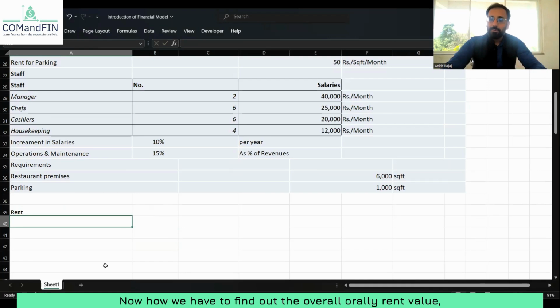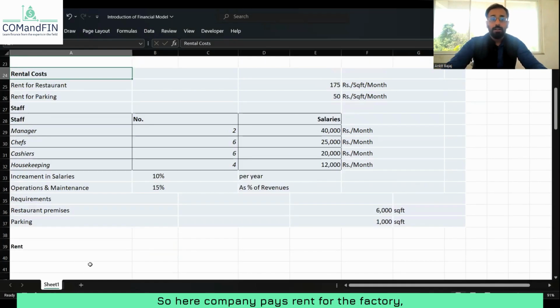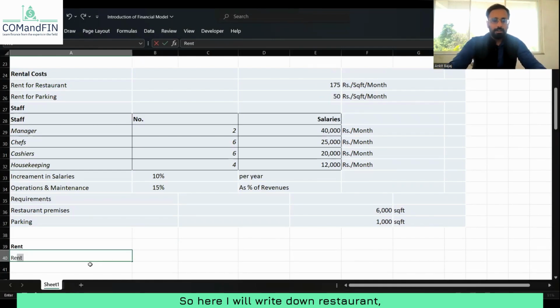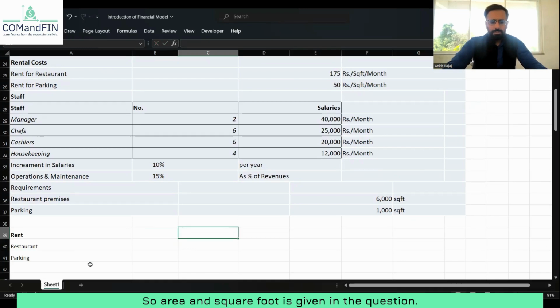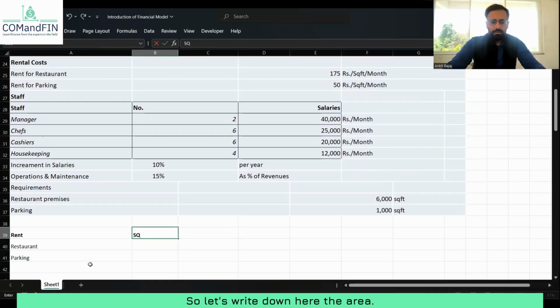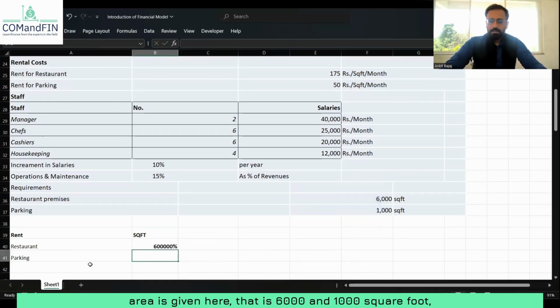Now how we have to find out the overall or yearly rent value, we will see here. So here company pays rent for the restaurant and parking. Now here I will write down the area. So area in square feet is given in the question. So let's write down here the area. So area is 6,000 and 1,000 square feet. Area is given here, that is 6,000 and 1,000 square feet, right?